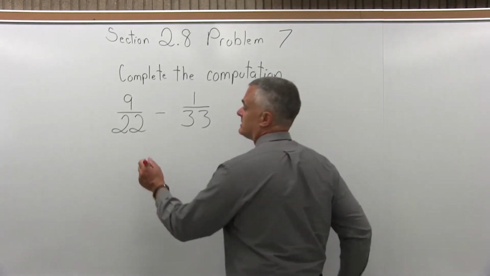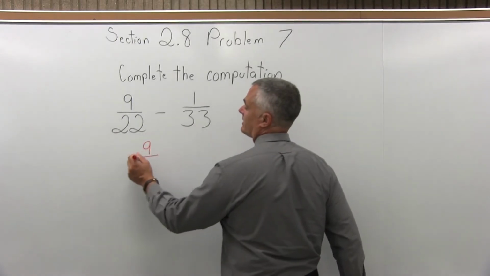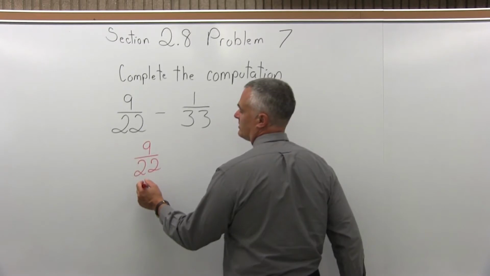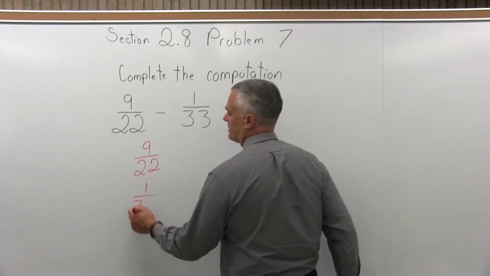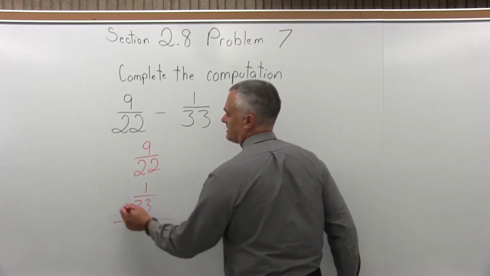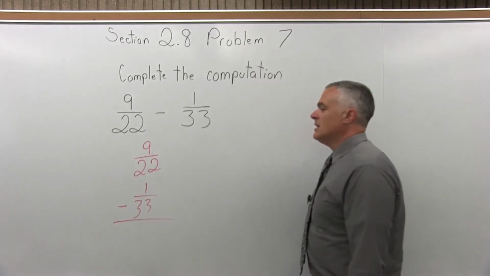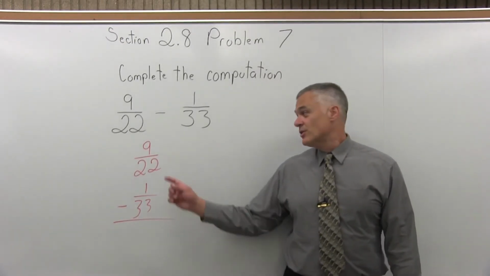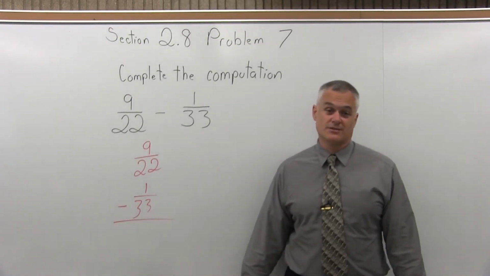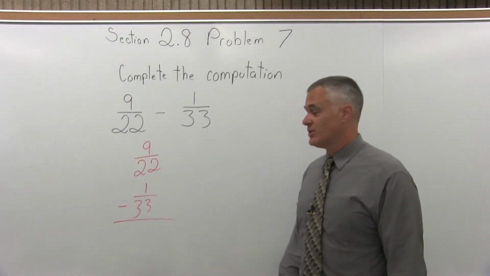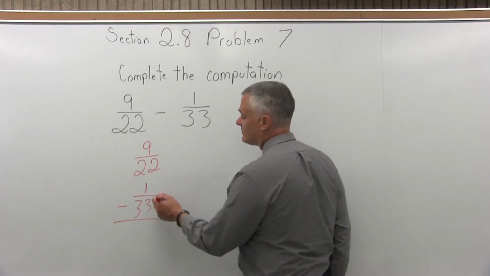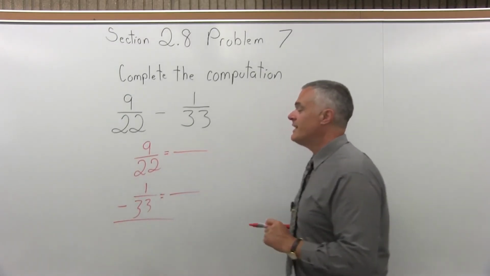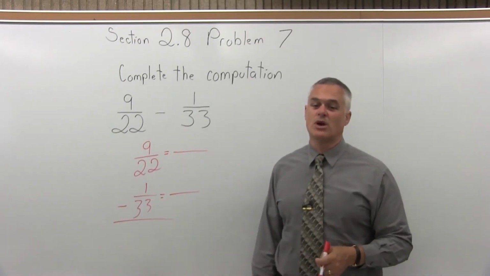So for problems like this, I like to write the problem in a vertical format. So I'll write 9 over 22. Below it, I'll write 1 over 33. And then I'll make it a subtraction. Now, I can notice that 11 divides into both 22 and 33 evenly, but that doesn't really help me with the common denominator. It does if you find the prime factorization of each one in the LCM, but that's not how I always find the common denominator.